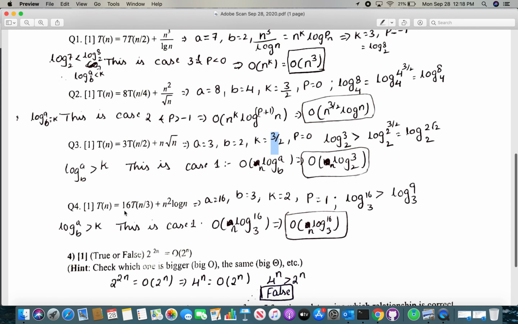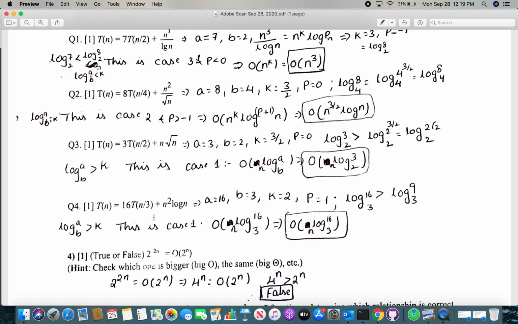Next, here a equal to 16, b equal to 3, and k value is 2. We have a logarithmic part here. So what will be the p value here? It is log n whole power 1, so p equal to 1. Here also we'll be calculating left and right. So log 16 to base 3 is the left part, and the right part is k. After converting k into logarithmic form, it will be log 9 to base 3. So is 16 bigger or 9 bigger? Clearly 16 is bigger. So this is the left part.